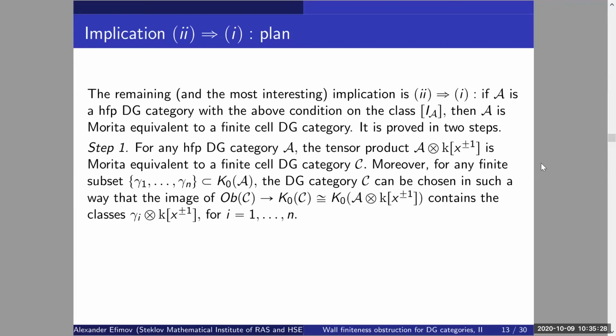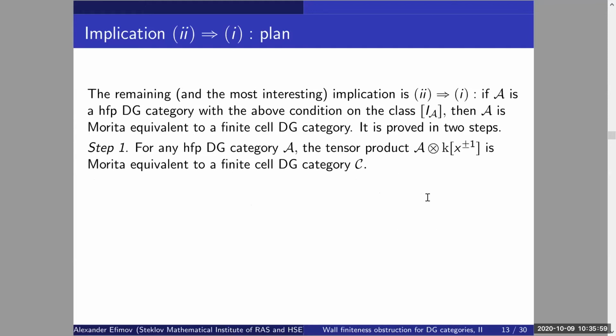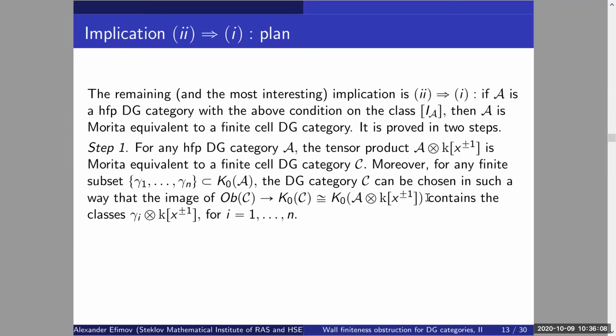This is step one, and there's some technical condition which is easy to handle: for any finite collection of classes in K0, we can choose this finite cell DG category in such a way that the objects actually catch all these classes. I mean, the extension of scalars. But this condition you can safely ignore for the moment. It's kind of automatic. So the most important is this A times GM becomes a finite cell DG category.